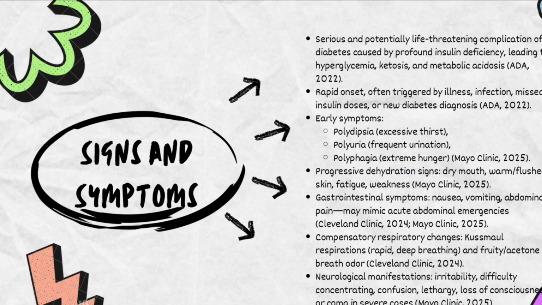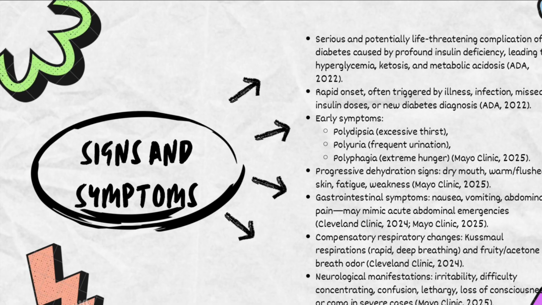Signs and symptoms. Serious and potentially life-threatening complications of diabetes caused by profound insulin deficiency leading to hyperglycemia, ketosis, and metabolic acidosis. Rapid onset often triggered by illness, infection, missed insulin doses, or new diabetes diagnosis. Early symptoms include polydipsia, which is excessive thirst, polyuria, which is frequent urination, and polyphagia, which is extreme hunger.